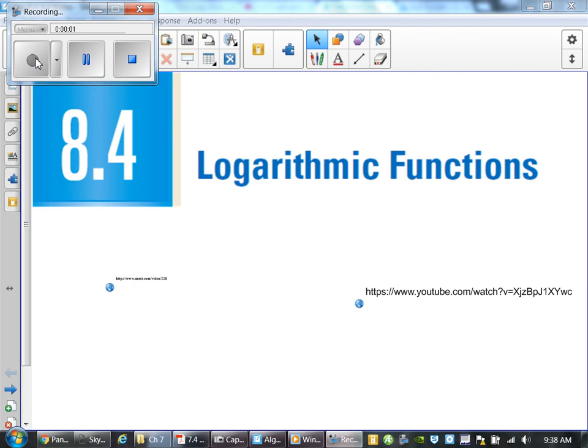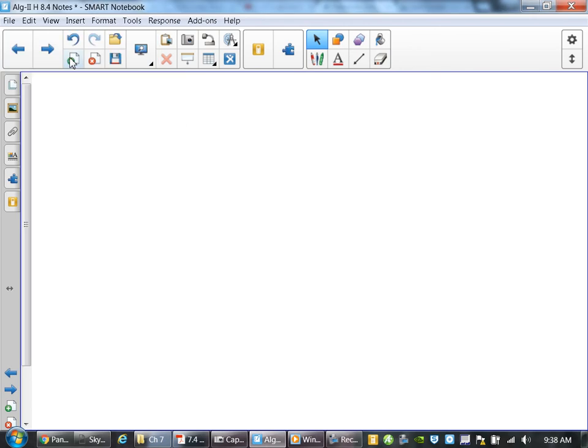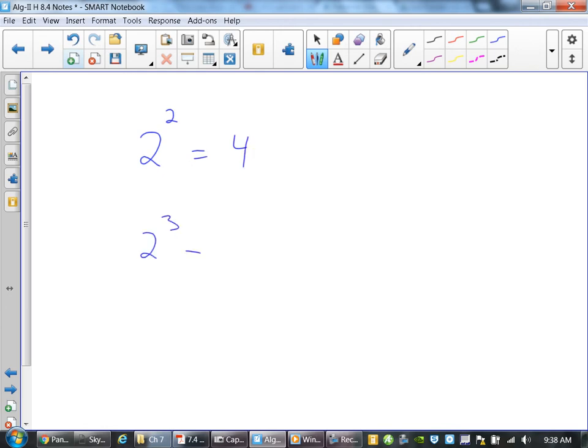So what we're going to do with logarithms is this. We know that 2 squared is 4, and 2 cubed is 8. But 2 to what power is 6? That's what logarithms allow you to figure out. Logarithms allow you to solve for exponents. Logarithms deal with what are called bases and what are called exponents.